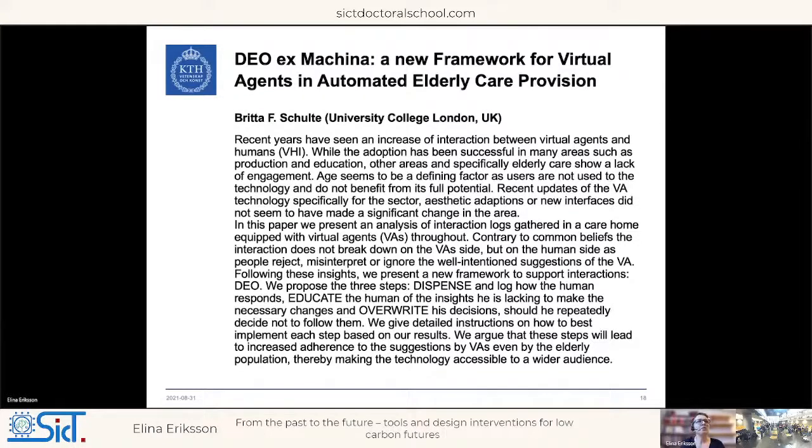We propose the 3 steps: dispense and log how the human responds, educate the human of the insights he's lacking to make the necessary changes, and overwrite his decisions should he repeatedly decide not to follow them. We give detailed instructions on how to best implement each step based on our results. We argue that these steps will lead to increased adherence to the suggestions by the VAs, even by the elderly population, thereby making the technology accessible to a wider audience.